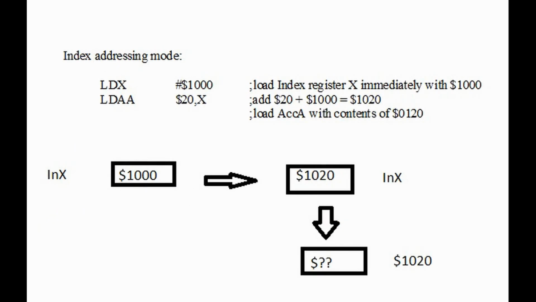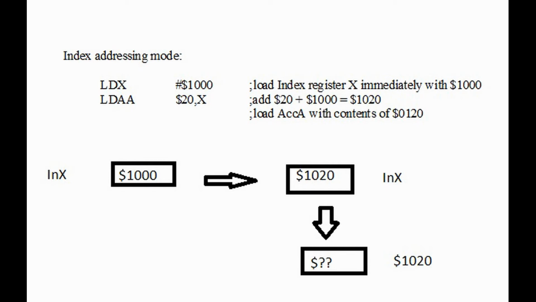With the index addressing mode, we first use the index register, and remember the index registers are used for counting. First, we load index register X immediately with the hexadecimal number 1000. Next, we take the index register and add hexadecimal number 20, with the result that the index register now is loaded with 1020. 20 is called the offset, and X is the index, and the two things are added together. And there is another index register Y, and it works in the same manner.